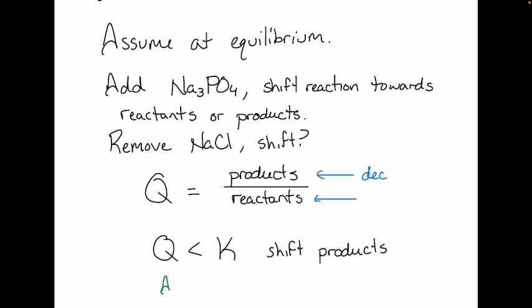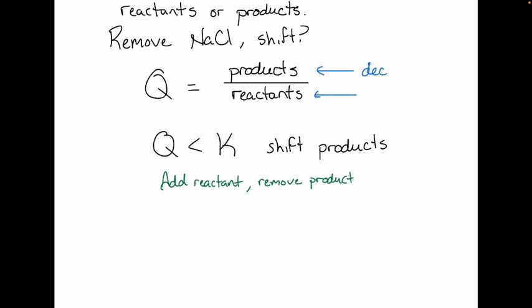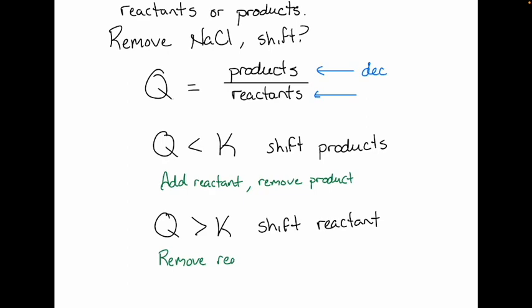Right? So notice that if I add reactant or remove product, I see the same effect, right? It'll shift things. The system has to respond by making more product. And then if we do the exact opposite, we would see that Q would be greater than K, which means that it's got to shift in the reverse direction towards the reactant. Right? So that would be if I were to remove reactant or add product. Okay?